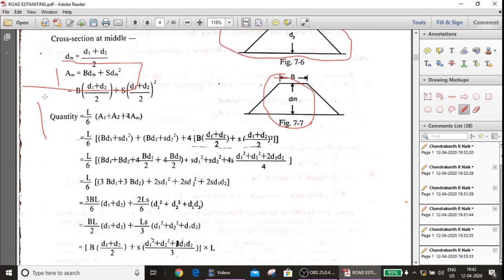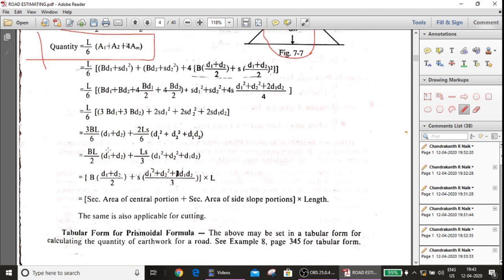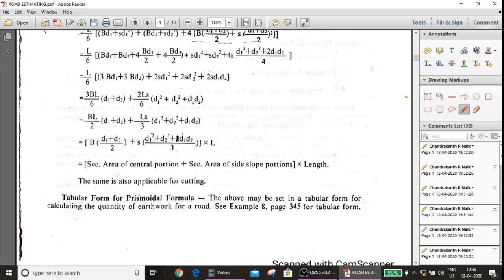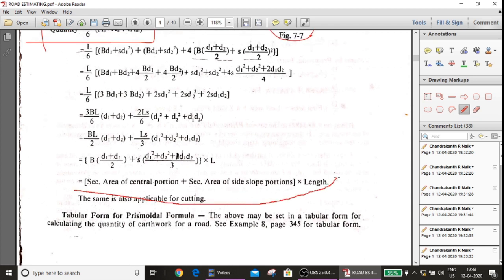Okay, then we'll find the quantity. L by 6 times (A1 plus A2 plus 4 AM). So what we get is the sectional area of the central portion plus the sectional area of the side slope portion, into length. We are getting the result at the last as this.